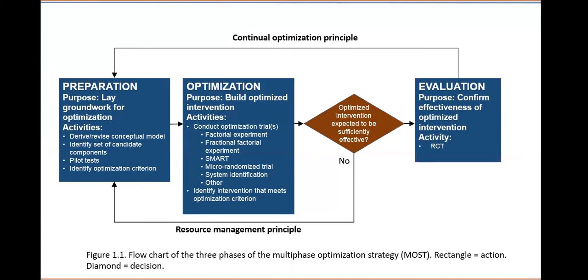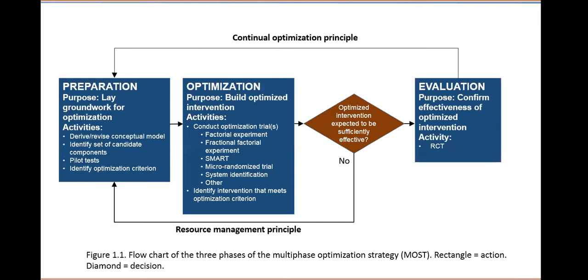And you see that there are these three blue boxes, each of which represents one of the three phases of the multi-phase optimization strategy. So it's called multi-phase because there are these three phases. The first phase is preparation, in which the investigator lays the groundwork for optimization. And there are a number of activities there listed below. We're going to go over those.